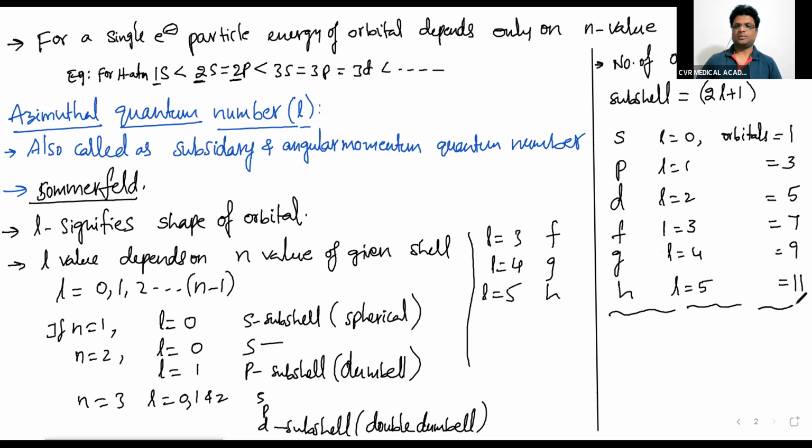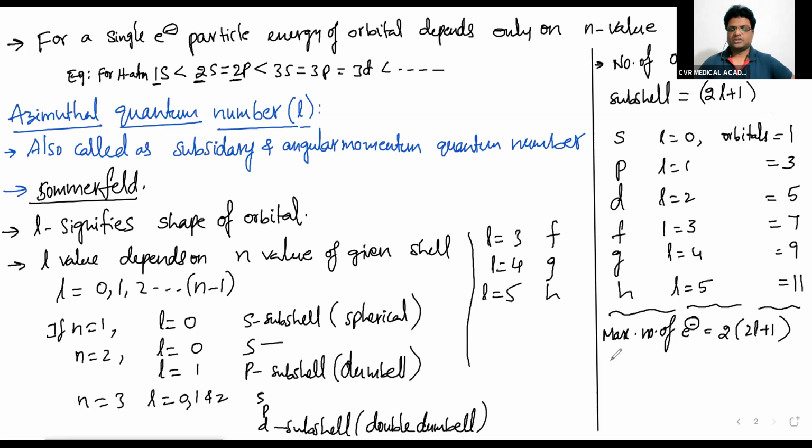So these are the orbitals number. If the orbitals number is known, you can also find the maximum number of electrons that can be accommodated in a subshell. The maximum number of electrons that can be accommodated in a subshell will be equal to 2 into 2L plus 1. So if the orbital number is 2L plus 1, the number of electrons will be 2 into 2L plus 1.